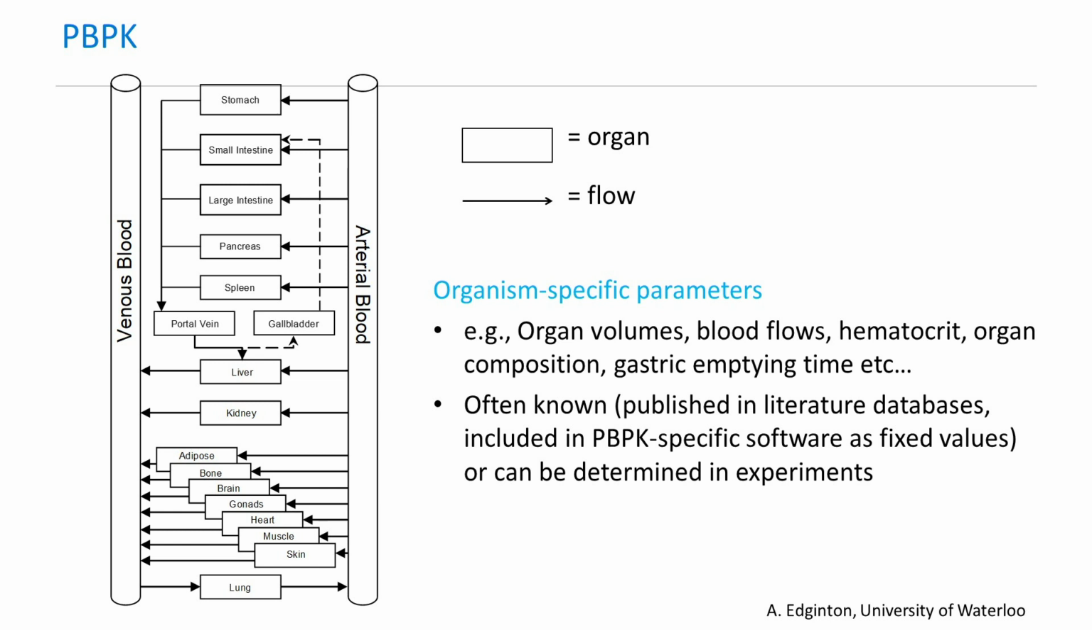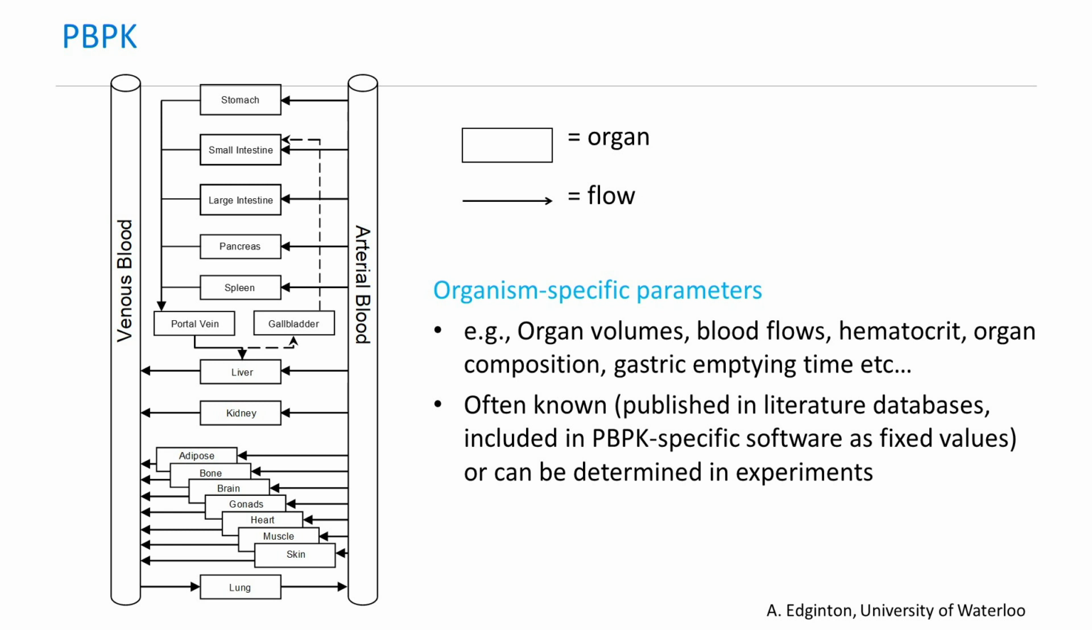I know it looks scary, but really it's actually much more palatable to people than usually these more empirical models that I showed you before, because each of these boxes represents an organ, and each of these lines, these arrows, represent a blood flow. So these are the organism-specific parameters. There's things you can weigh, there are things you can measure. Each of these boxes represents a real thing, and you have things like organ volumes, blood flows, hematocrit levels, the composition of organs, gastric emptying time. These are things that are specific to an organism, and usually you can measure or you can weigh.